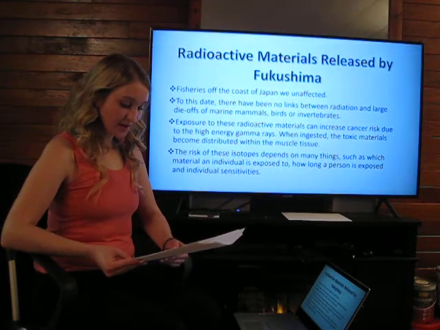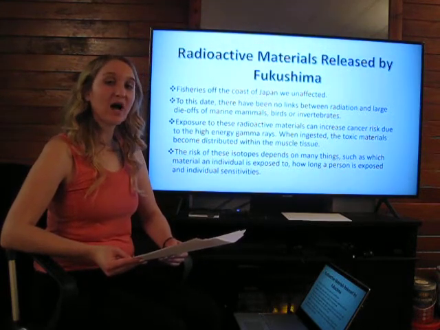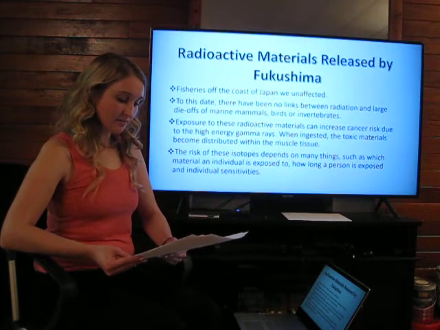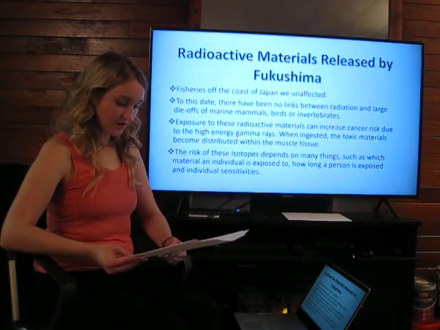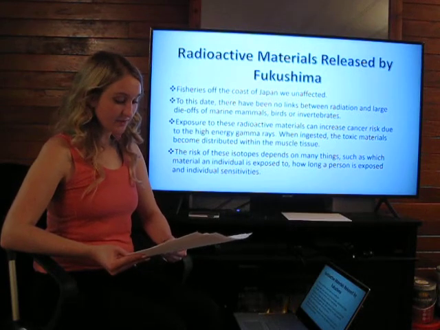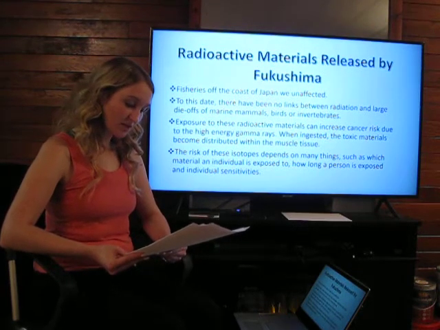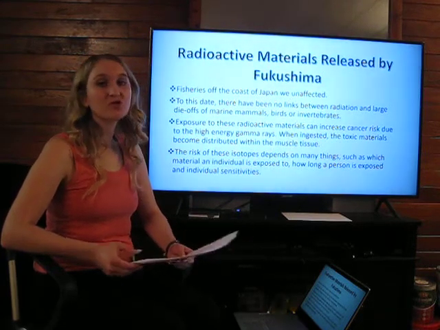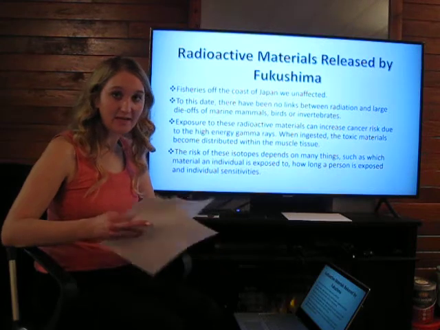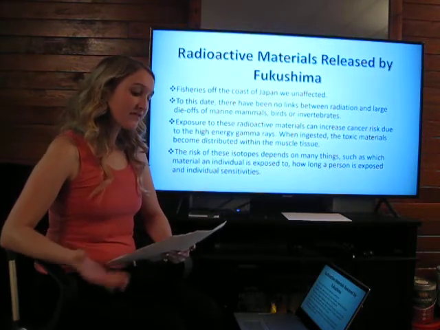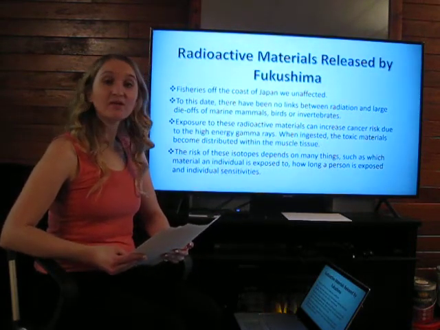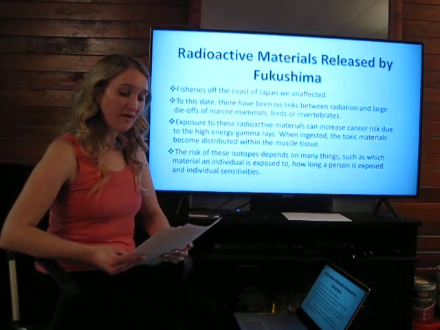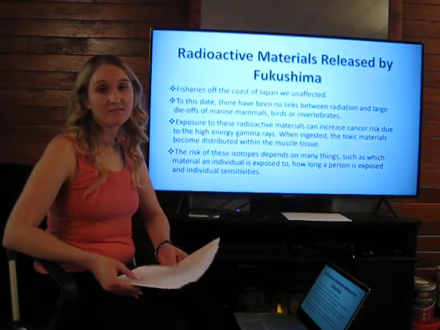Exposure to these radioactive materials can increase cancer risk due to the high energy gamma rays. When ingested, the toxic materials become distributed within the muscle tissue. The risk of these isotopes depends on many things, such as which material an individual is exposed to, how long a person is exposed, and just some individual sensitivities. So the most significant long-term effects are to the people living closest to the plant, because the farther the radioactive material travels, the less harmful it becomes.